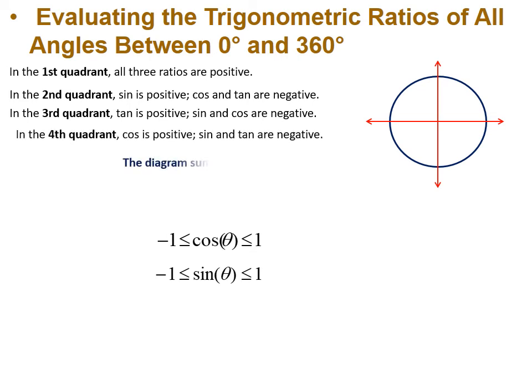Like this, we have a rule, the asterisk rule: all positive. Second, sine only, sine and cosec. Third, tan and cotan. Fourth, cosine and sec. Of course we know that asterisk rule, and this is a unit circle.